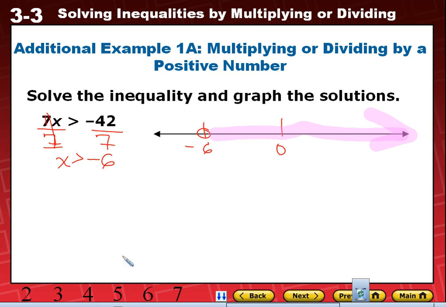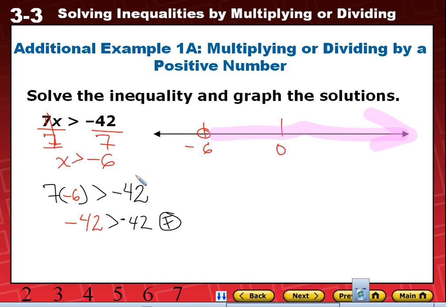So let's check this. I'm going to rewrite this inequality: 7, open parentheses for the variable, greater than negative 42. Now, we're going to substitute our dividing point, negative 6. 7 times negative 6 is negative 42, and I bring the rest down, greater than negative 42. So let's see. Is negative 42 greater than negative 42? No. This is false. It's not true.